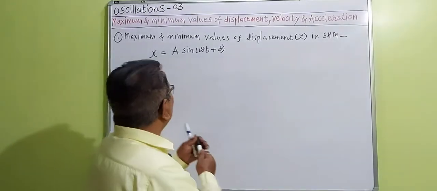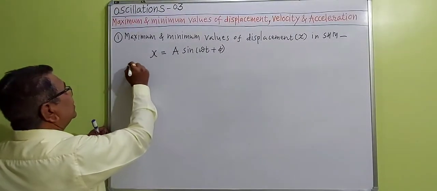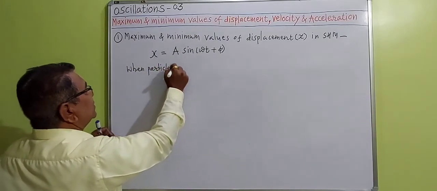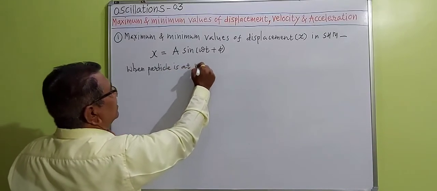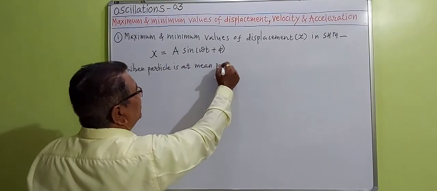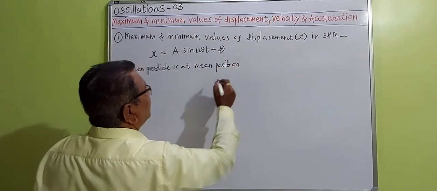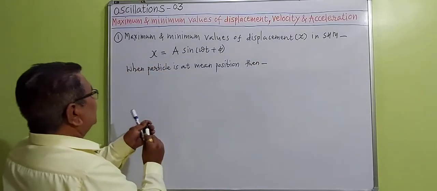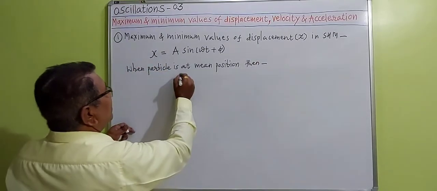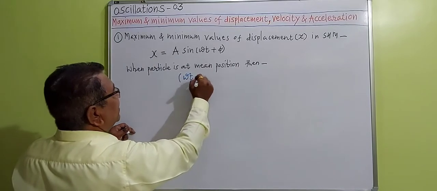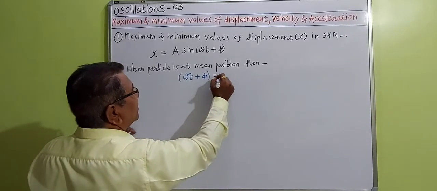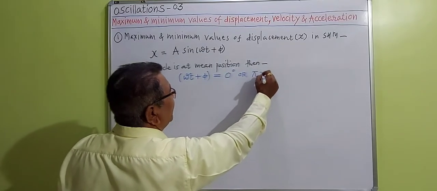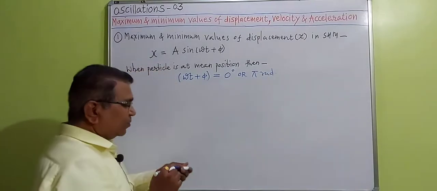I will write here. When particle is at mean position, then what? Then omega t plus phi, this is the phase in SHM, which is equal to 0 degree or pi radian.